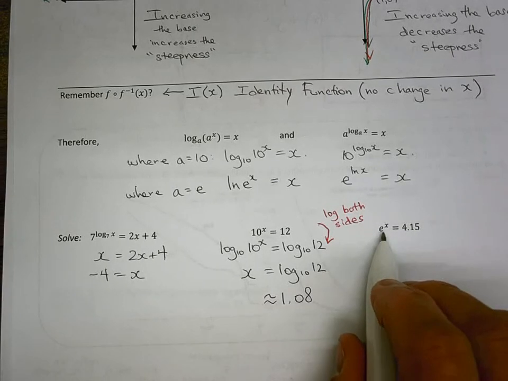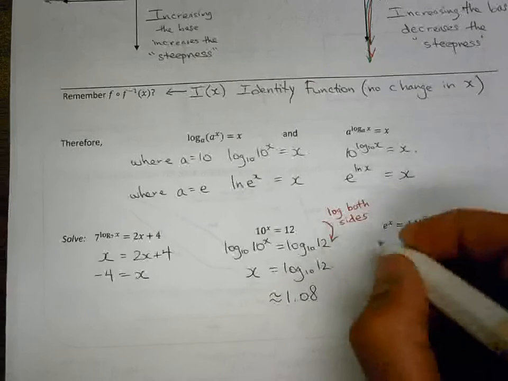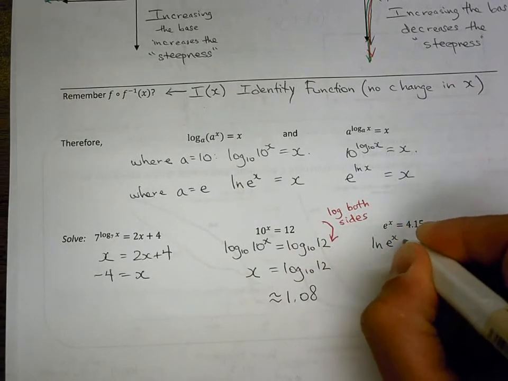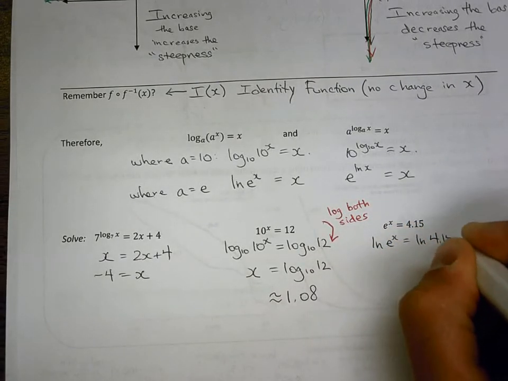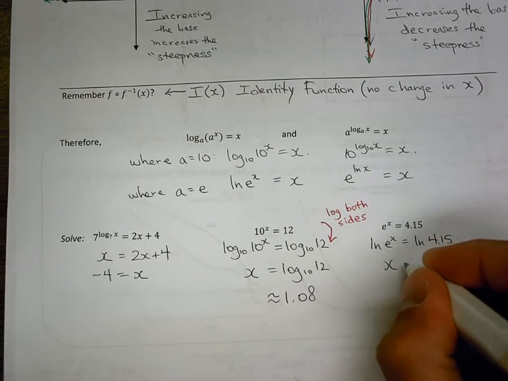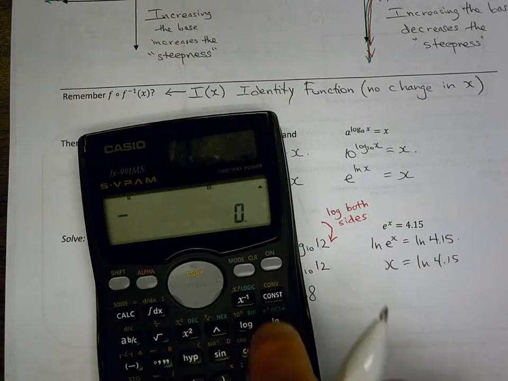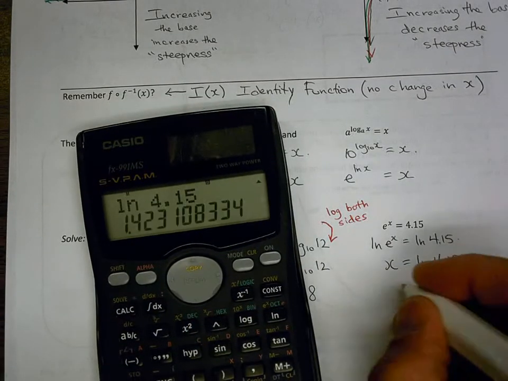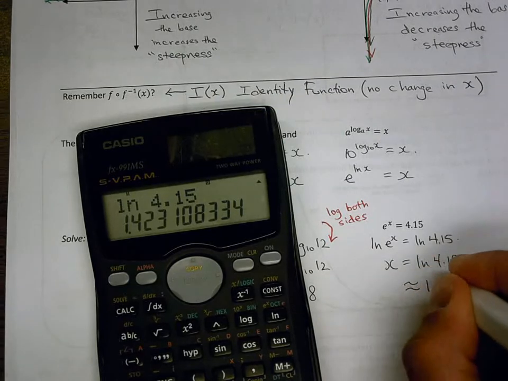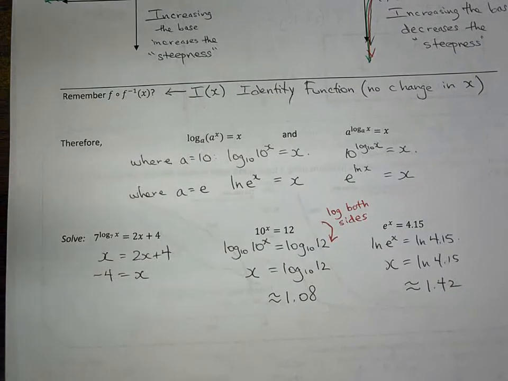Similarly here, if I wanted to solve this, to undo the e, I could ln both sides. The ln, which is log base e, and the e undo each other, so I'm left with x is equal to ln 4.15. Type it into my calculator, ln 4.15 gives me an approximate answer of 1.42. And I ln'd both sides.